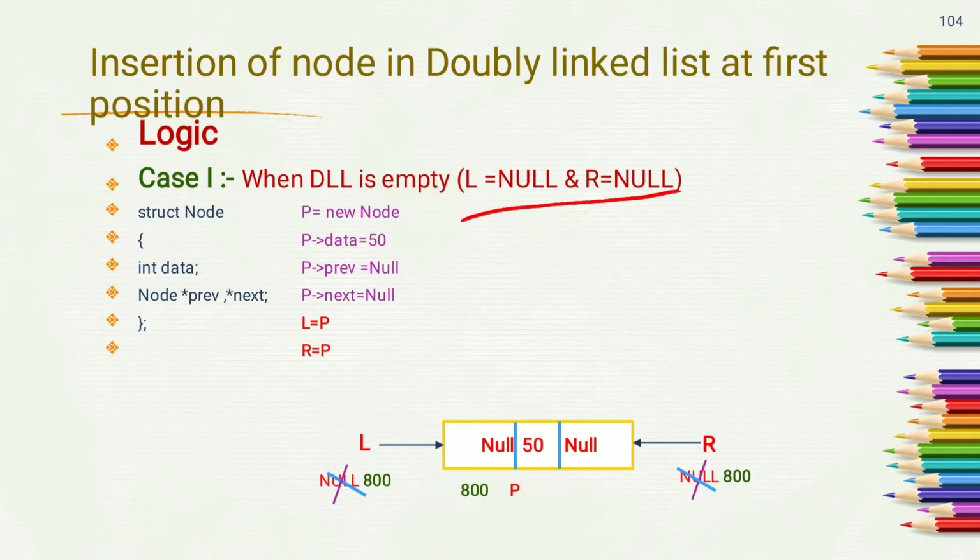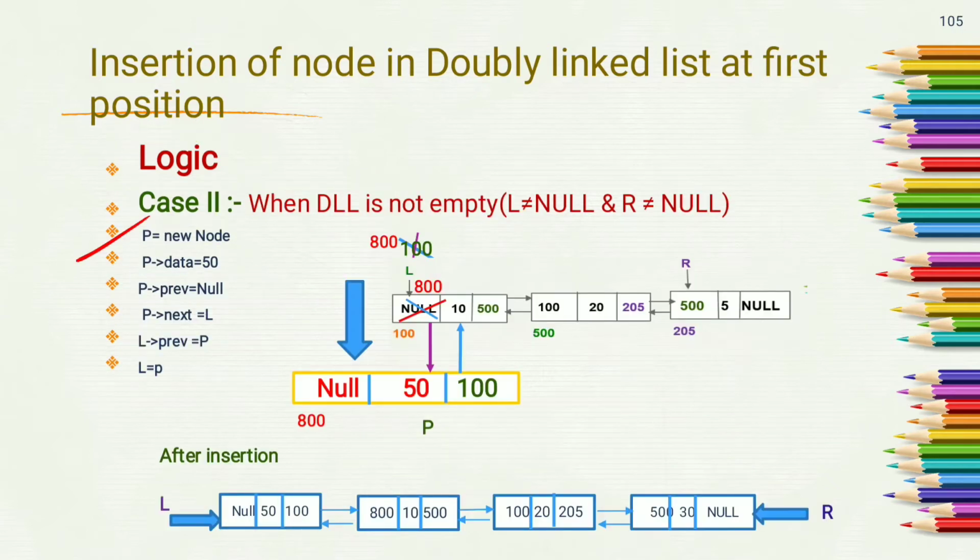Initially L and R is equals to null, so we have to point L and R to this node. As we know that L is the pointer which stores address of first node in doubly linked list and R is a pointer which stores address of last node in doubly linked list. Initially they both contain null value, so we have to store the address of P into L and R. So I have written L equals to P and R equals to P. Now linked list contains a single node which is pointed by L and R.